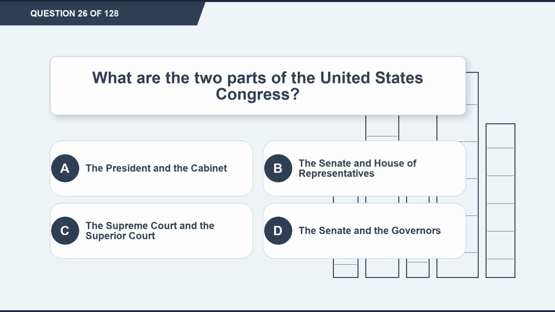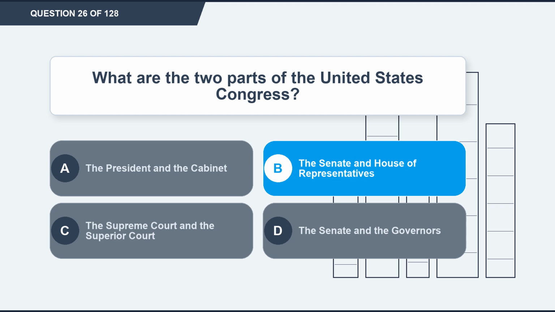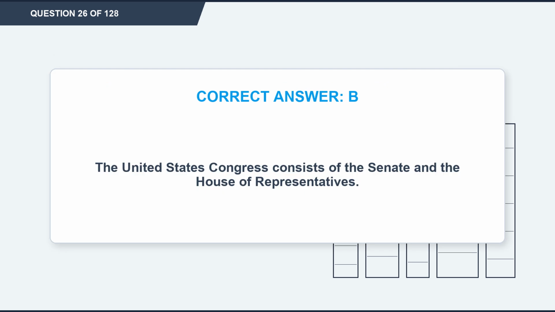Question 26. What are the two parts of the United States Congress? Option A, the President and the Cabinet. Option B, the Senate and House of Representatives. Option C, the Supreme Court and the Superior Court. Option D, the Senate and the governors. The correct answer is option B, the Senate and House of Representatives. Explanation: the United States Congress consists of the Senate and the House of Representatives.